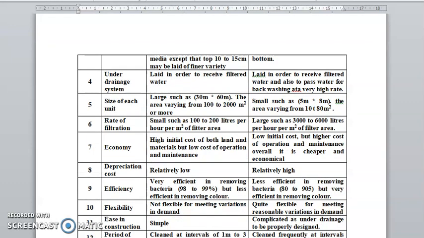Flexibility. The slow sand filter is not flexible for meeting variations in demand, while the rapid filter is quite flexible in meeting reasonable variation in demand. Construction is easy and simple in a slow sand filter, while in a rapid filter it is complicated and the underdrain has to be properly designed.